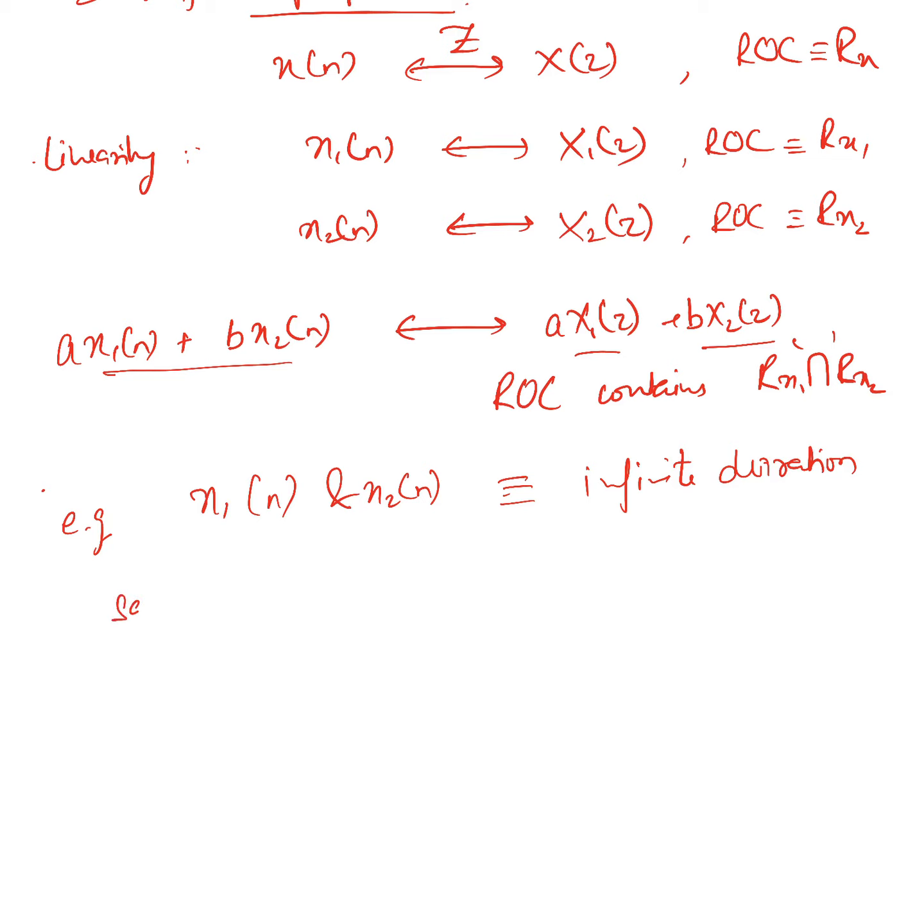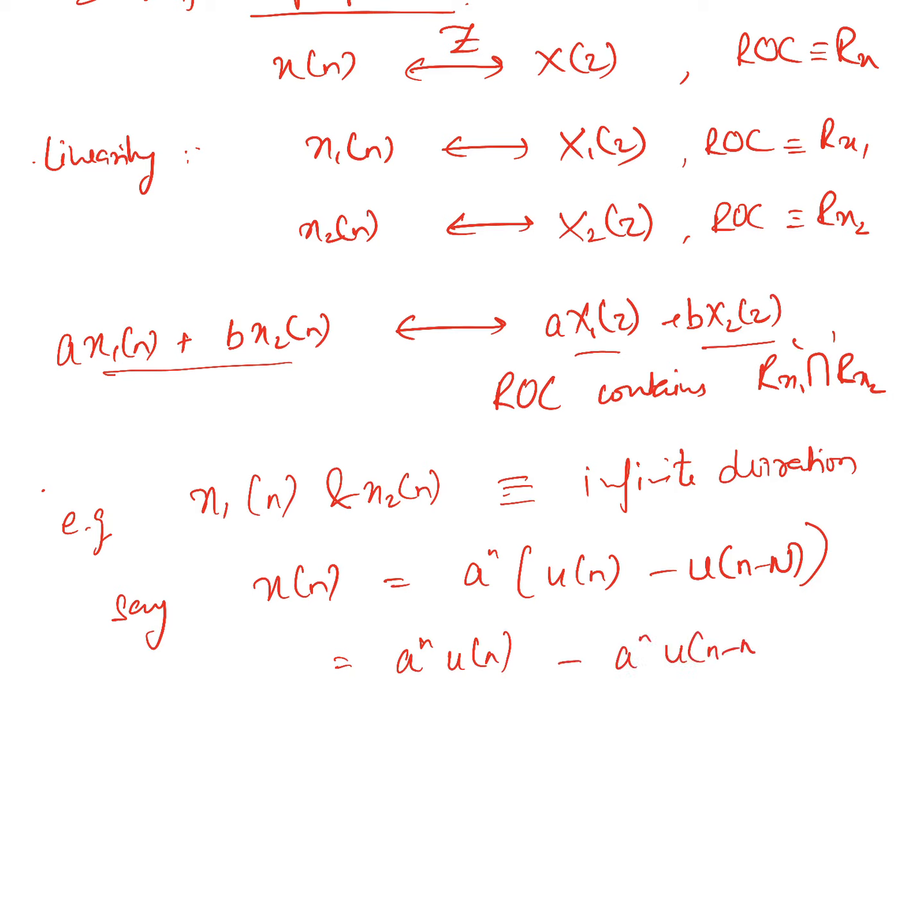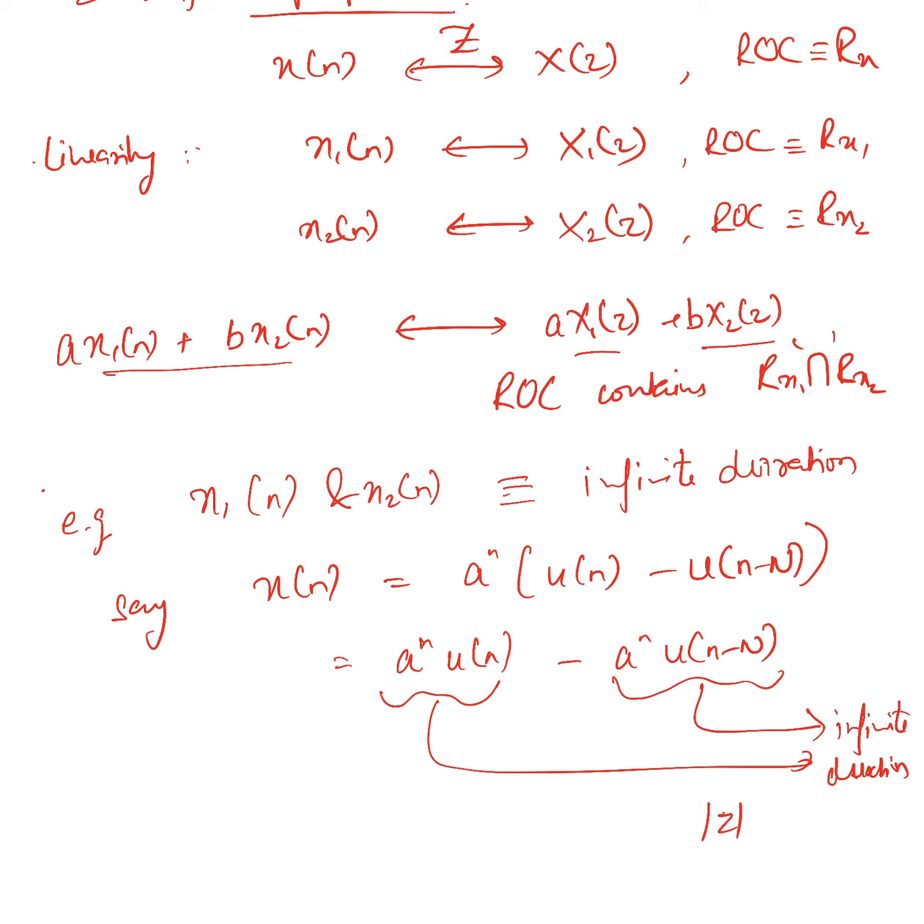Say you have x of n as a to the power n u of n minus u of n minus n. If I write this sequence as the linear combination of two sequences, you will notice that this part and this part are of infinite duration, with the ROC mod of z greater than mod of a.